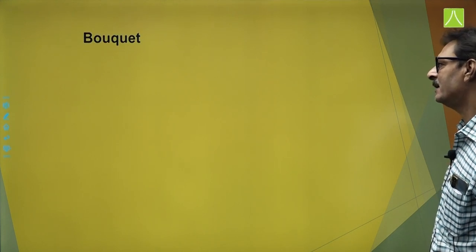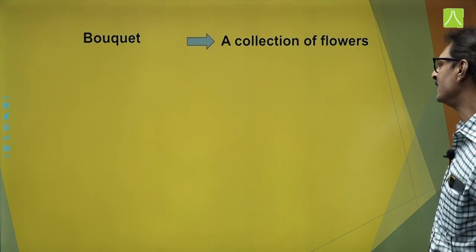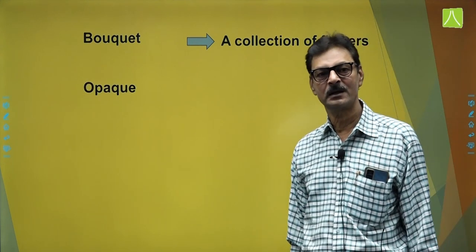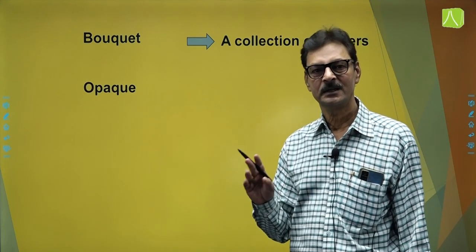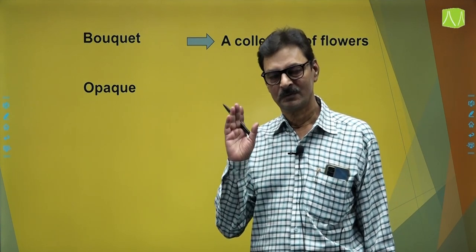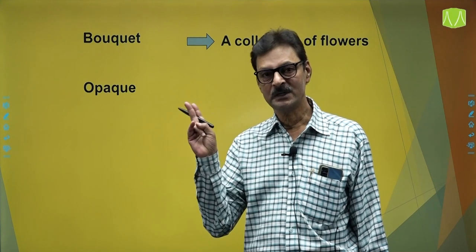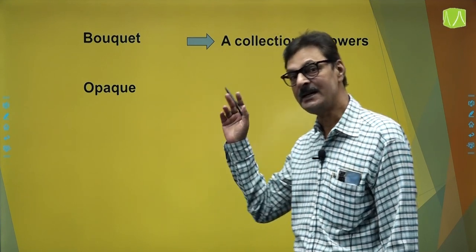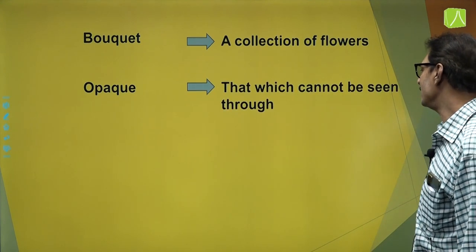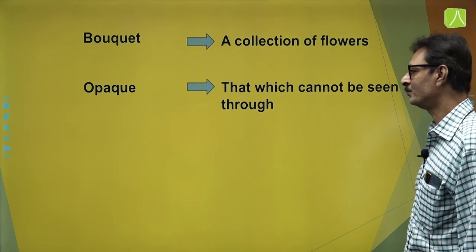Some more words. Bouquet, we just did it, remember the spelling, don't make a mistake in it. Opaque, what do you mean by this term? What is the opposite of opaque? Transparent. Opaque is that through which light cannot pass. So opaque is the opposite of transparent, that which cannot be seen through.